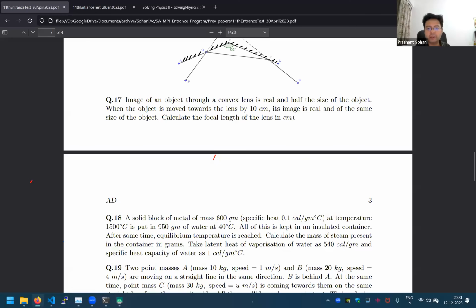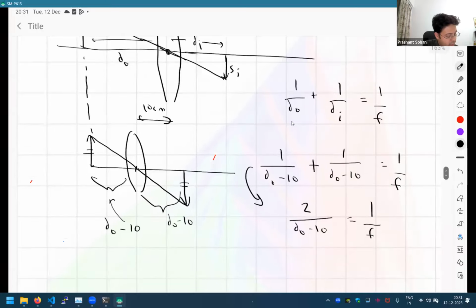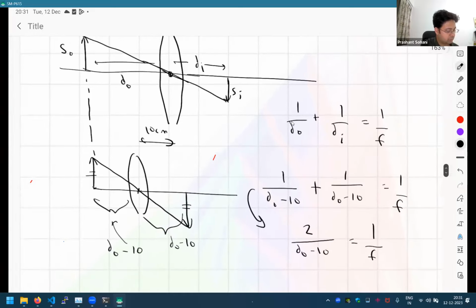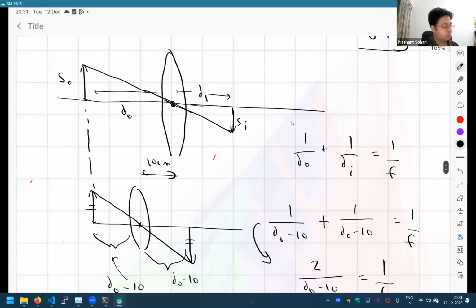And what we have to find is the focal length of the lens, so we have to find the value of f. First thing I think we can do, from the second equation, I can simplify and just write it as 2 upon DO minus 10 is equal to 1 upon f. And one more piece of information which I did not use is that in the first diagram, we know the relative size of the object. We are given that the size SI is half of the original object. So in other words, DI is also going to be half of DO, right?